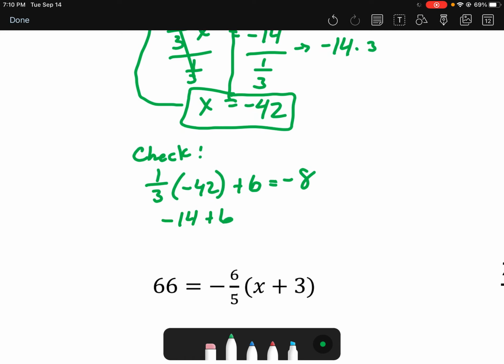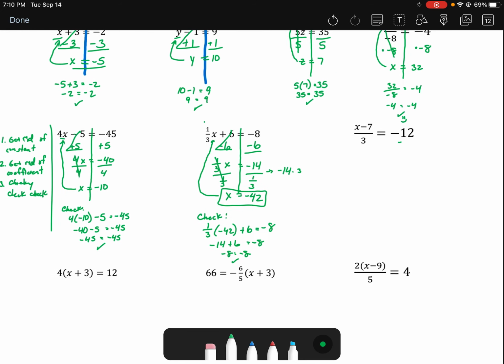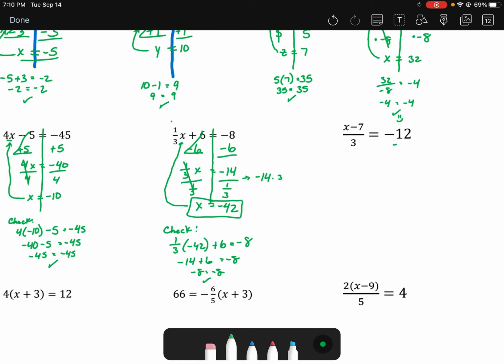negative 14. Negative 14 plus 6 is negative 8. Negative 8 equals negative 8, so that checks out. That is the correct answer, negative 42. All right.